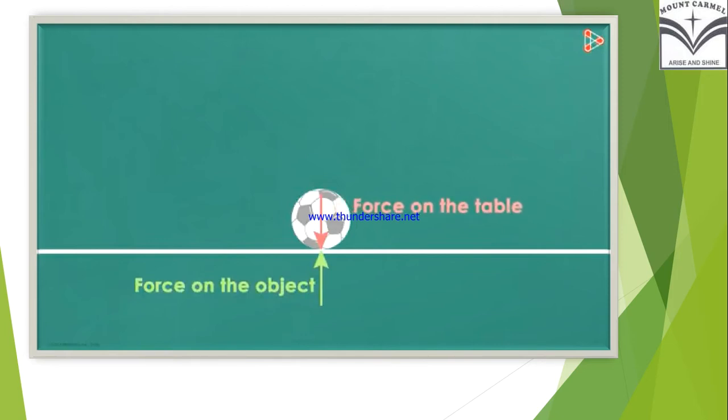Okay, so दो forces होते हैं, force on the table and an opposite force on the ball, and both of them are equal in magnitude, right? So one is called the action force and the other one is called the reaction force. यहाँ पर action force क्या हुआ? The ball exerts a force on the table and the reaction is the table exerts a force on the object.